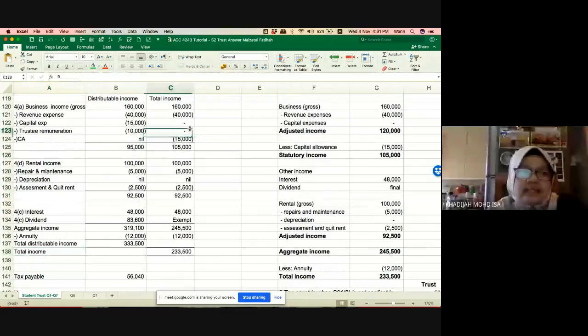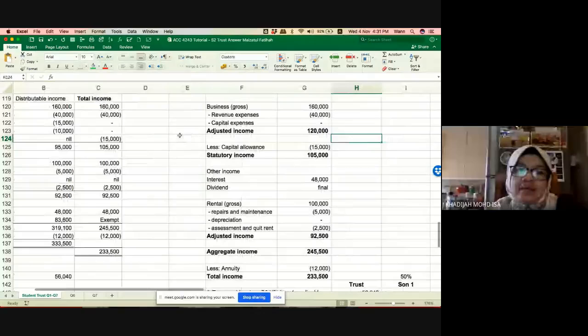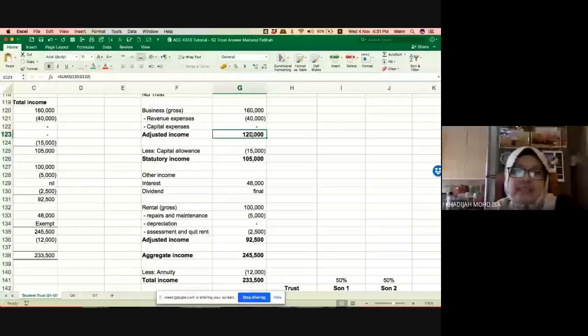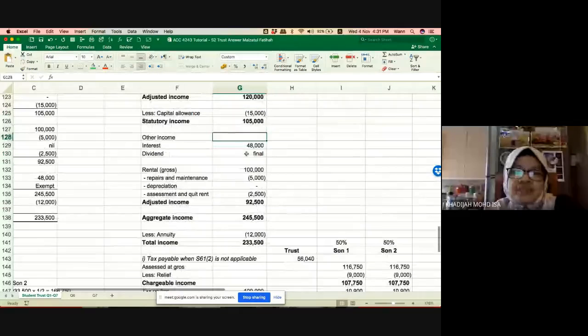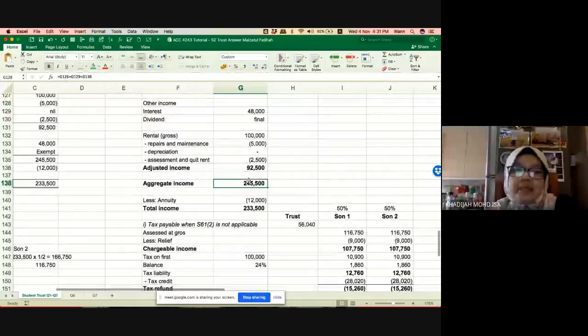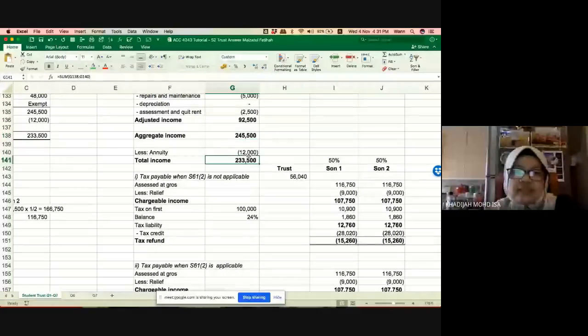Let's see whether, okay, kat sini dia just show macam ni lah. Right, total income 160 minus 40 minus CA. Kalau I macam this one, I still want you to show me just income minus CA, statutory income. So that's how it should be lah. Macam ni. Ni sama tak? This is my answer actually, my format. Yeah. Adjusted income, capital allowance, statutory income, then you have interest, dividend, rental income, then you minus accordingly, then you have your aggregate income, and then annuity of 12,000, then you have your total income 233,500.